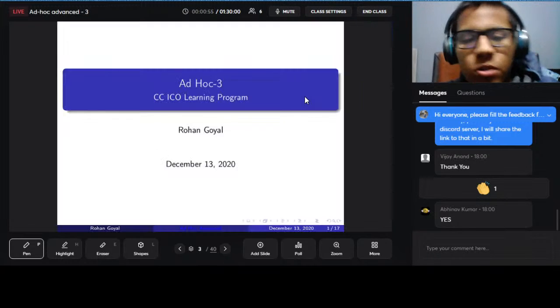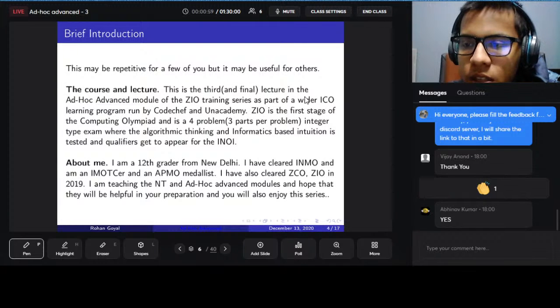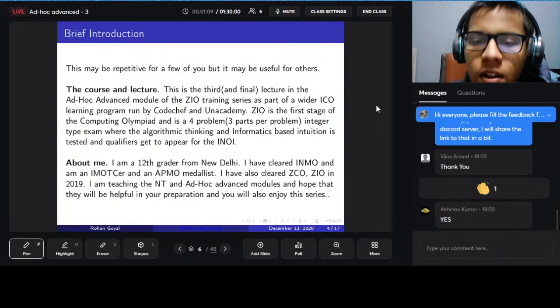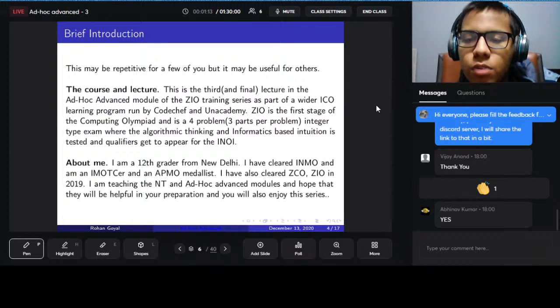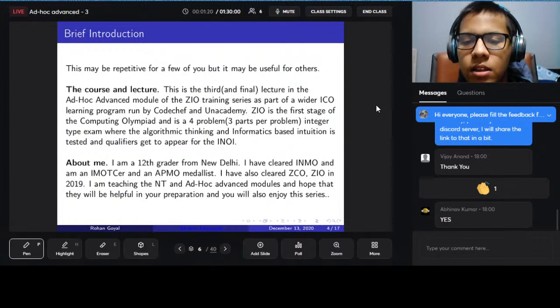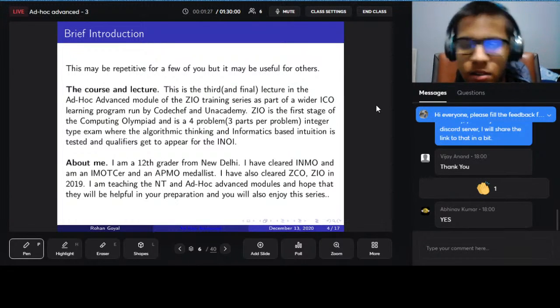Okay, so as you know, this is the third lecture in the ZIO Learning, the ad hoc module of the ZIO Learning series being conducted by CodeChef and Unacademy. It's part of the wider IOI Learning series. Now, ZIO, as you know, is the first stage in the computing Olympiad and is a four-problem integer type exam, where every problem has three subparts. Now, the exam is based on algorithmic thinking and informatics-based intuition. And qualifiers get to then appear for the next stage, which is INOI.